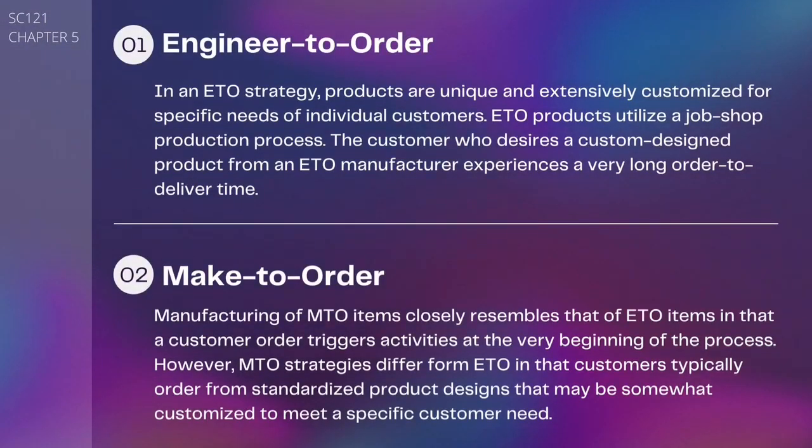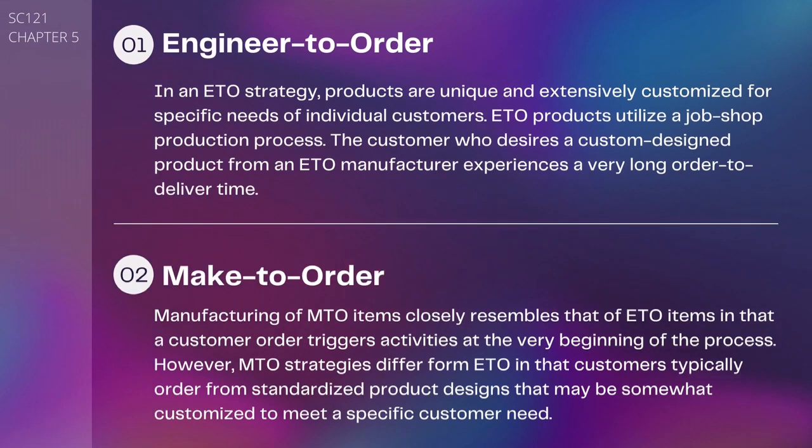Engineer to order. In an ETO strategy, products are unique and extensively customized for specific needs of individual customers. ETO products utilize a job shop production process. The customer who desires a custom-designed product from an ETO manufacturer experiences a very long order to delivery time.